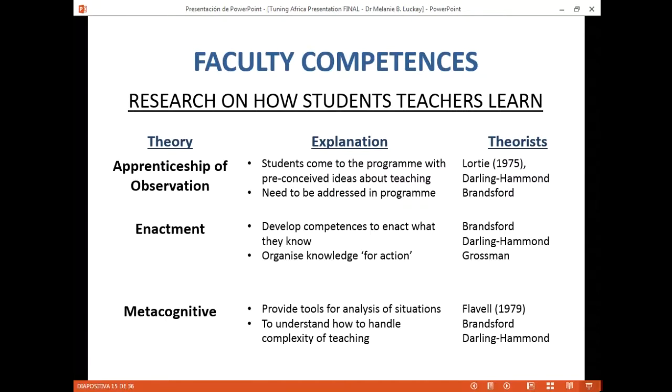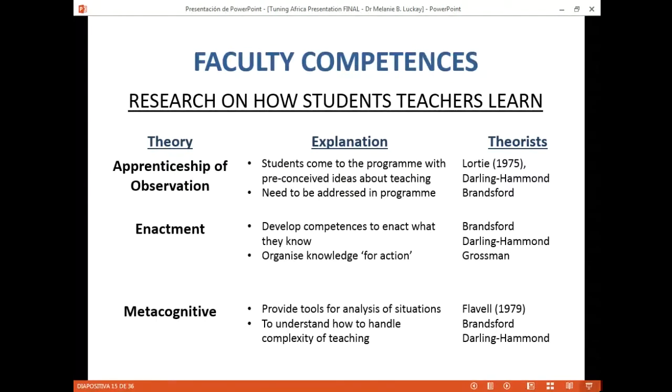Now, one very important thing is that there are 3 important, I don't know if we could even call them theories, but ways of looking at how we could format our course for our students. And there's been a large body of research on how student teachers learn. The first thing we had to look at is, within our course, we have this group of students who come in with a certain level of education. Now, there's this one, the apprenticeship of observation. So students come into a program with preconceived ideas about teaching. And this needs to be addressed in the program.